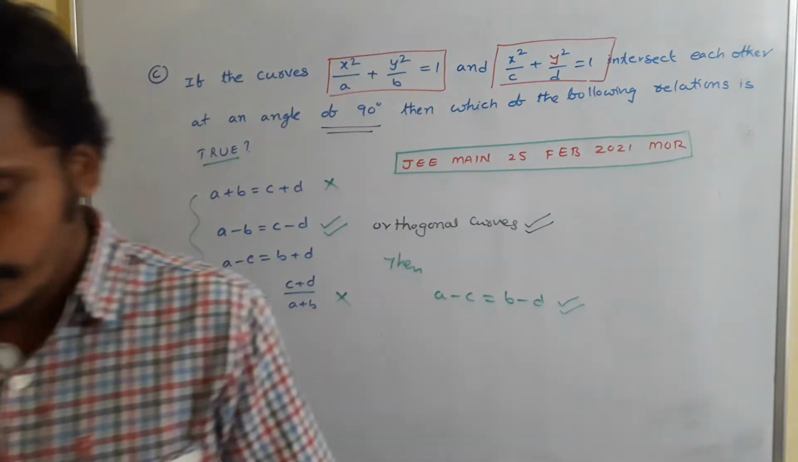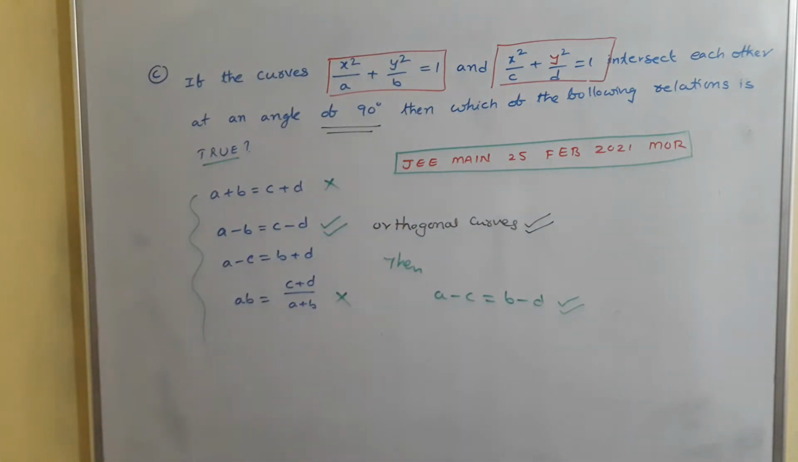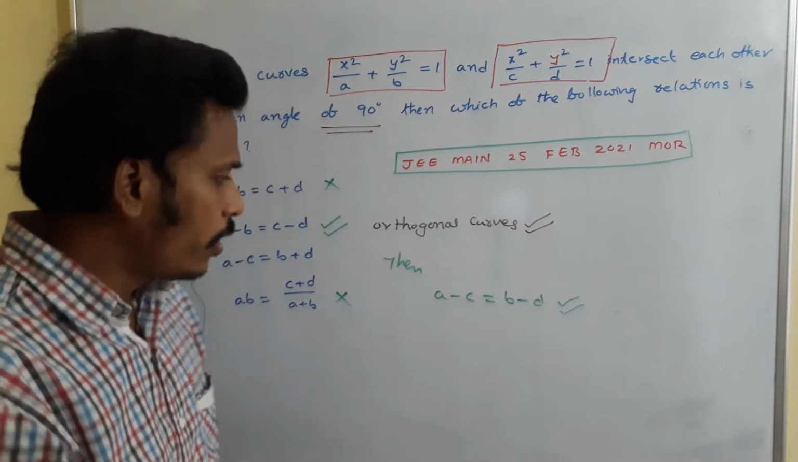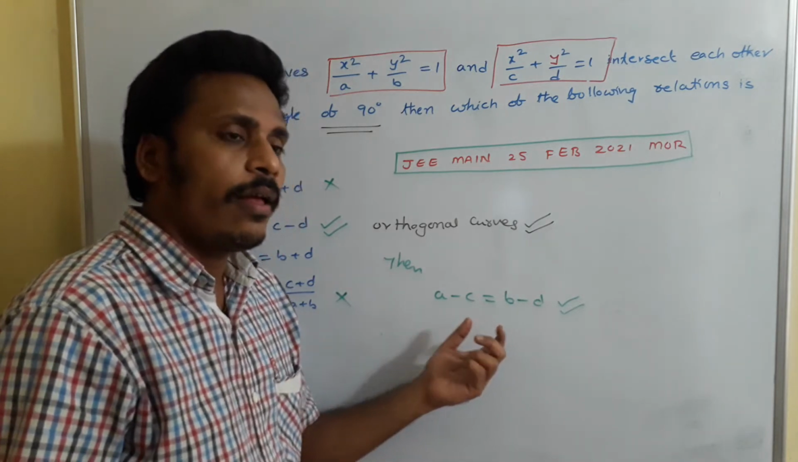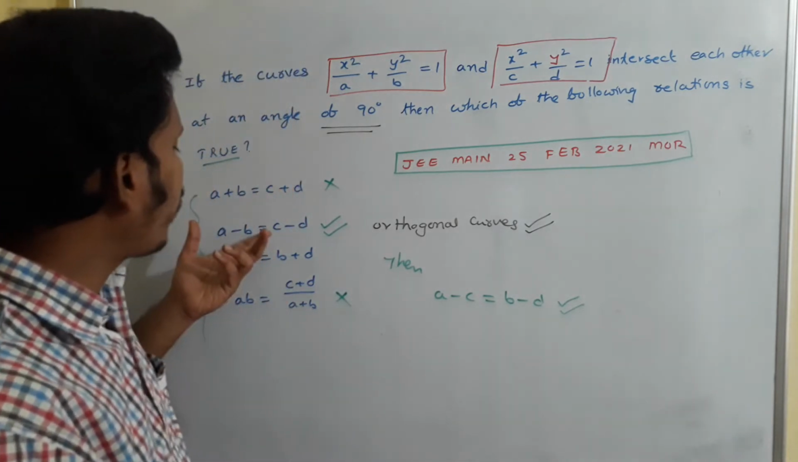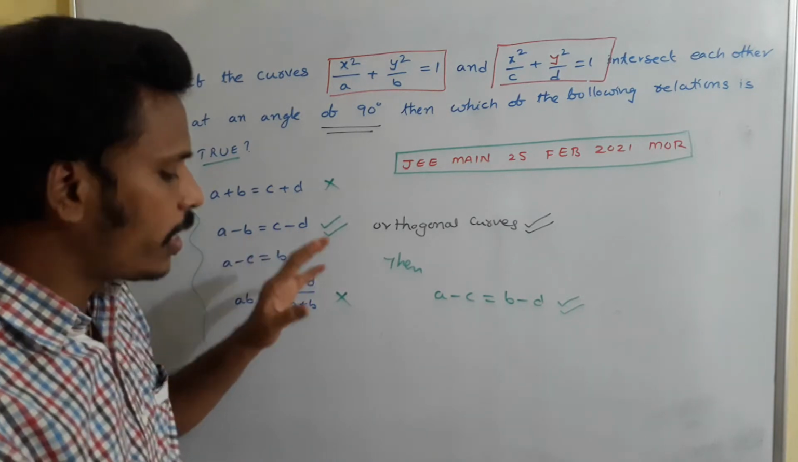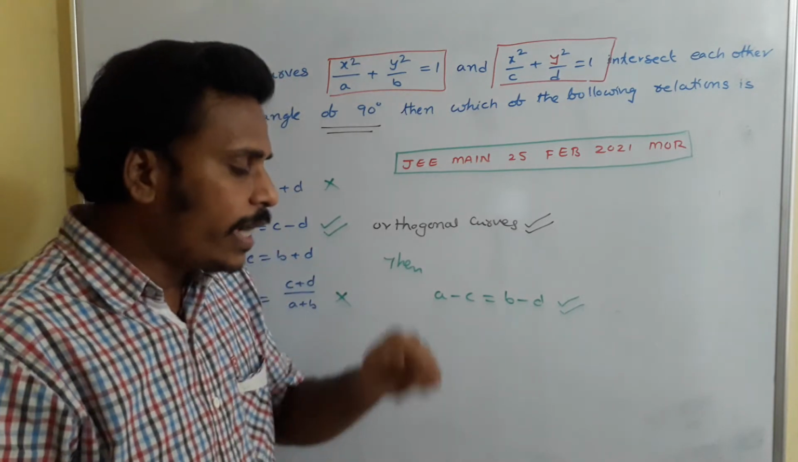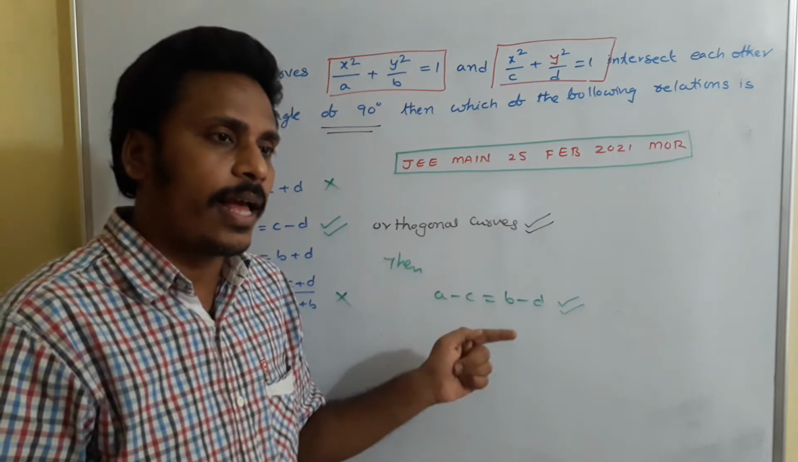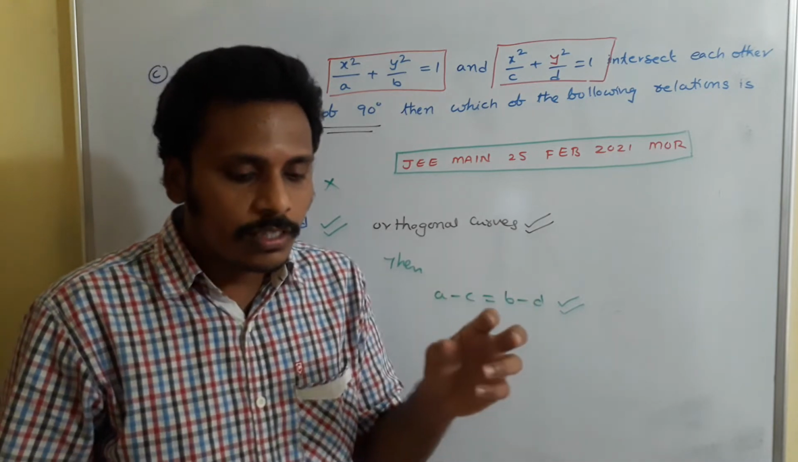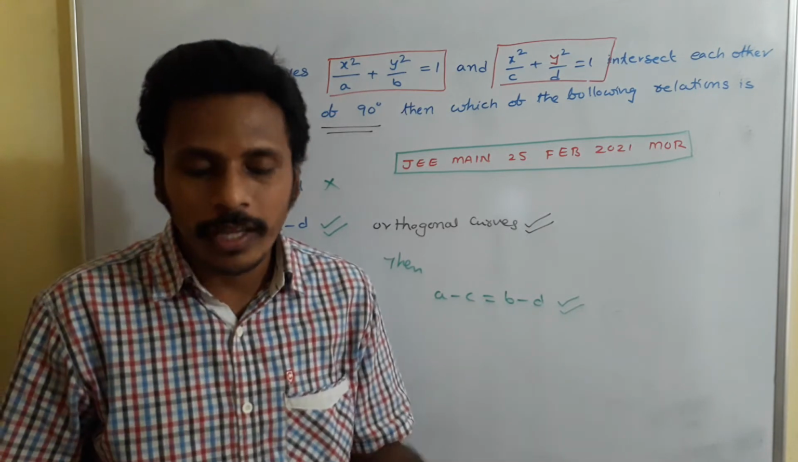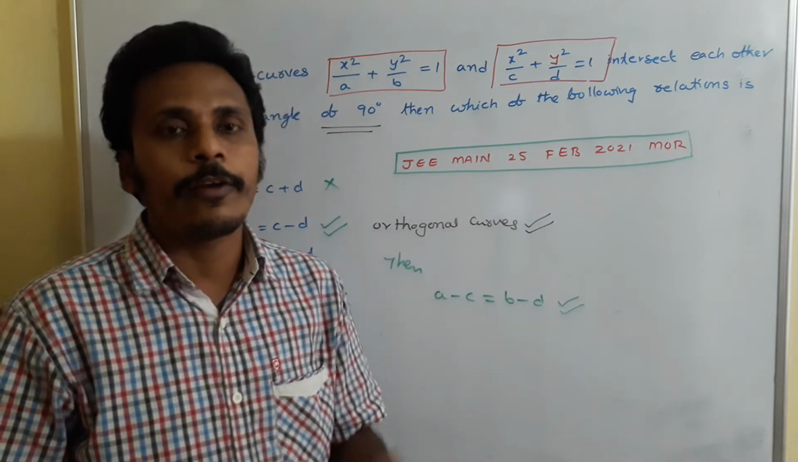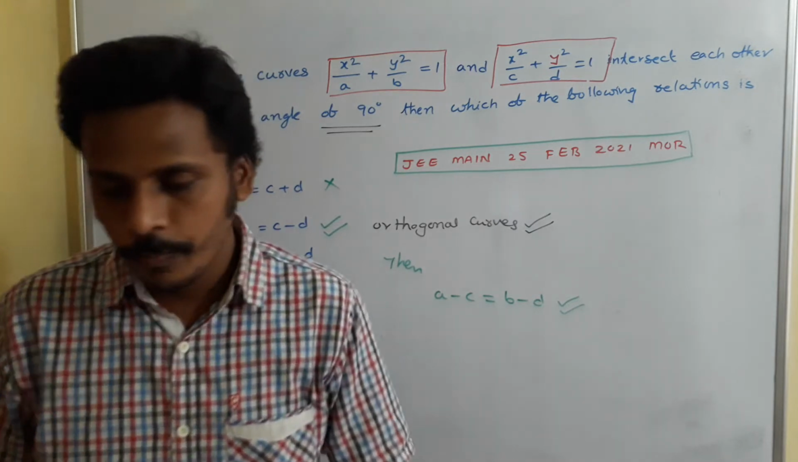Have a look, and you need some previous knowledge related to orthogonal curves. If you memorize this particular formula, then you will easily identify a minus b is equal to c minus d as the correct option. In the discussion in the regular class, I already mentioned the benefits of this particular technique. If you are perfect at utilizing this technique, easily you will get 4 marks in the mains examination. Just have a look.